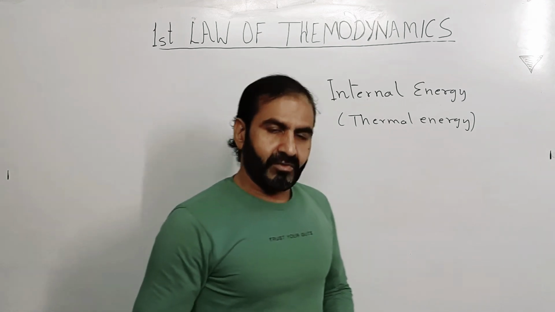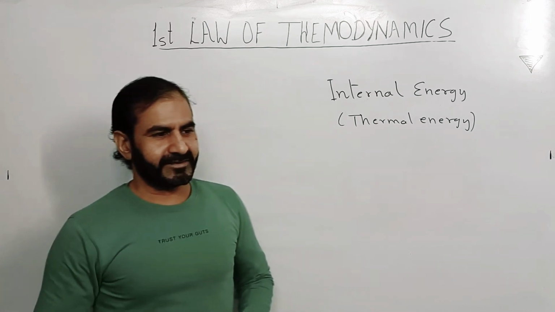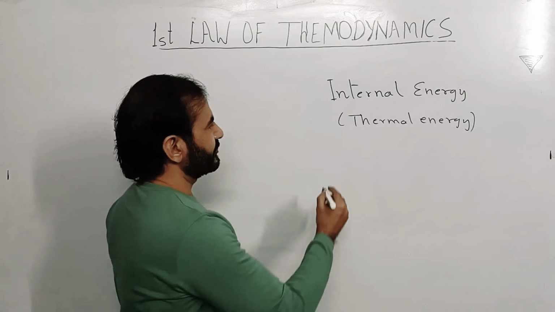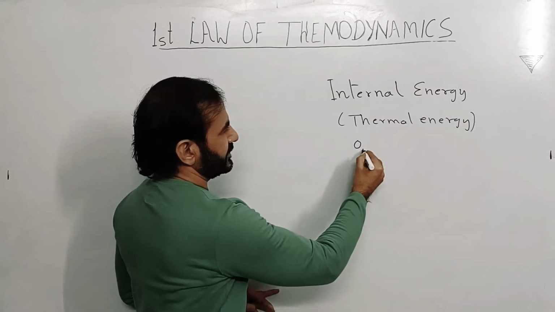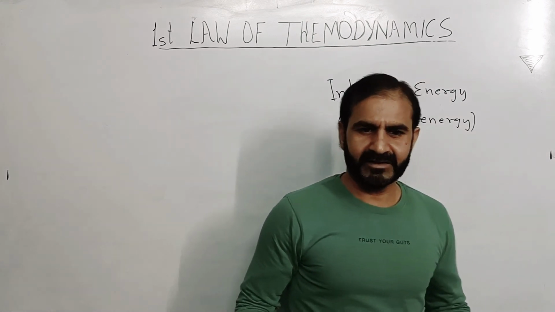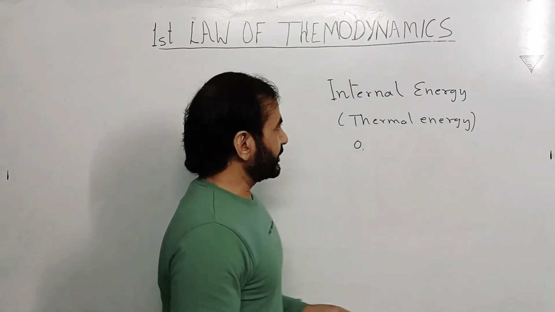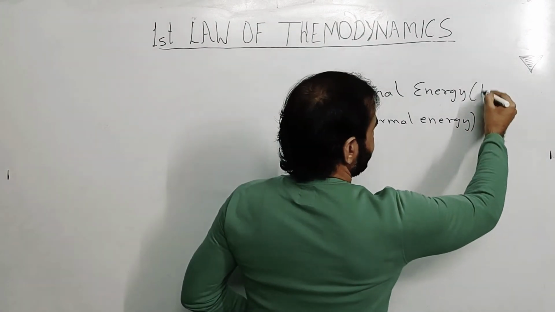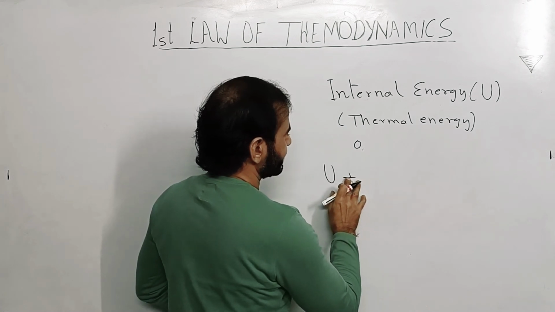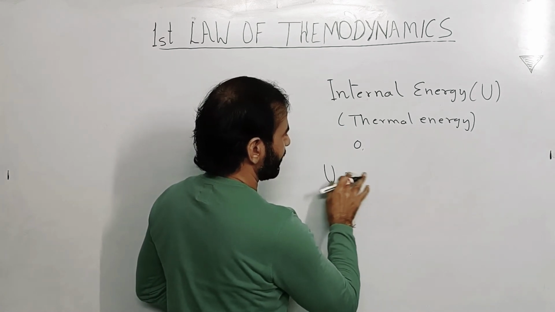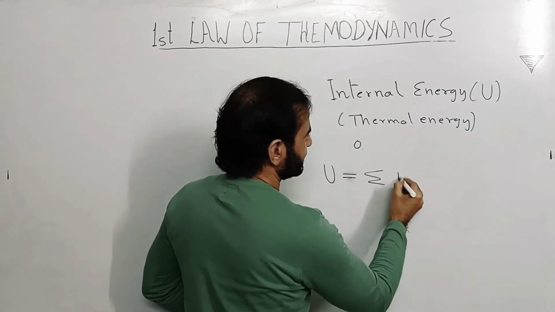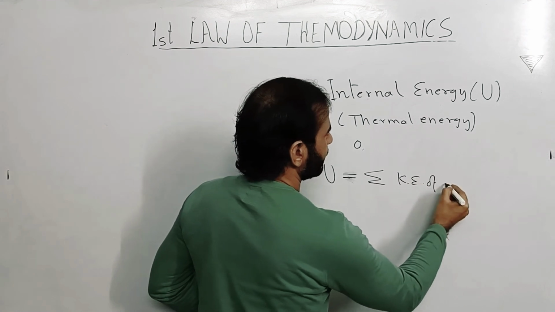Now, what is an ideal gas? In an ideal gas, the force of attraction between the molecules is 0. If the force of attraction between the molecules is 0, then there will be no potential energy in the molecules. So we can represent internal energy by U. U will be the sum of kinetic energies of molecules because there is no potential energy. So U equals the summation of KE of molecules.